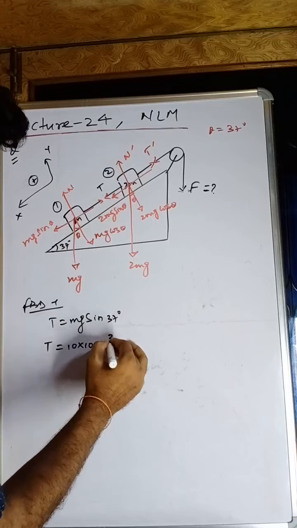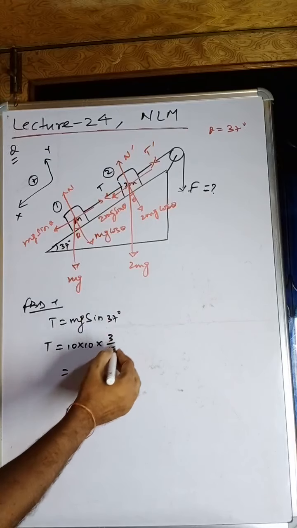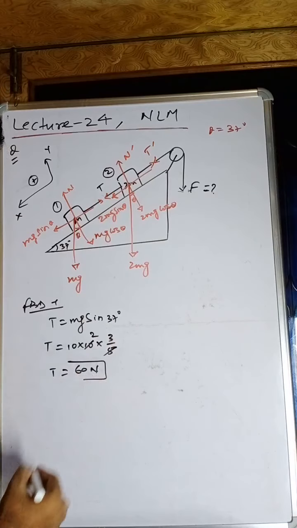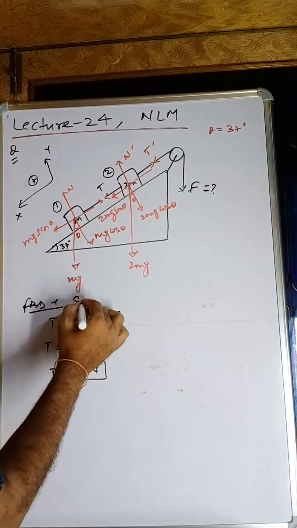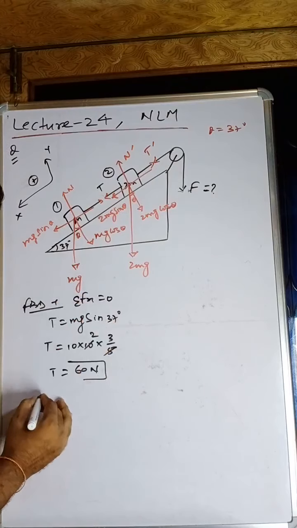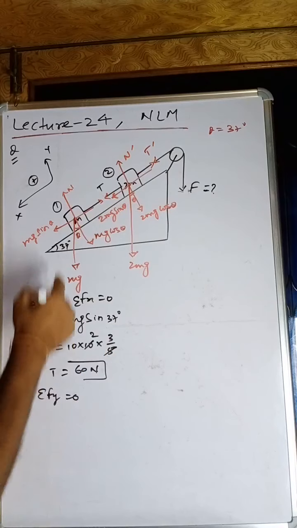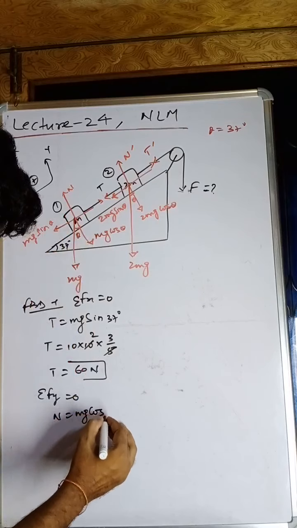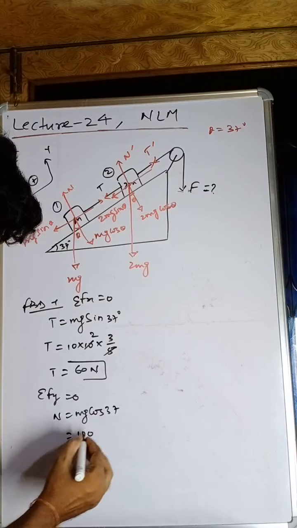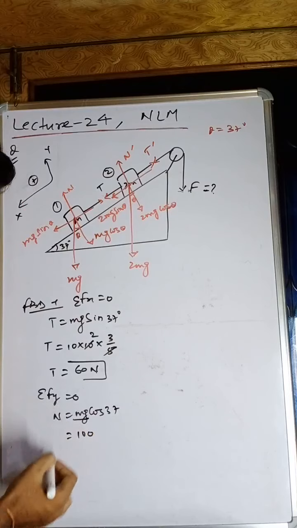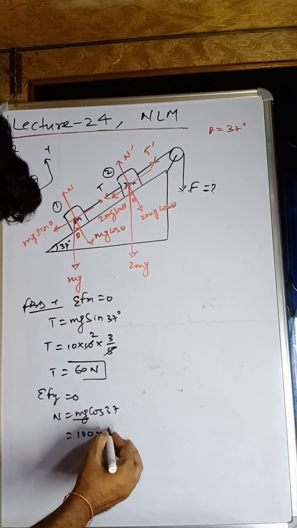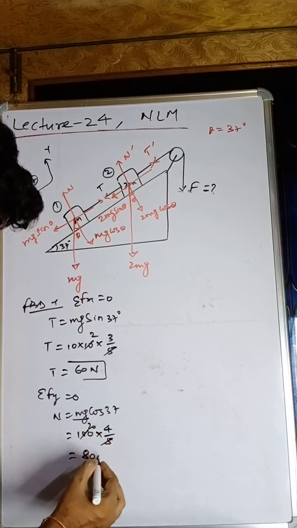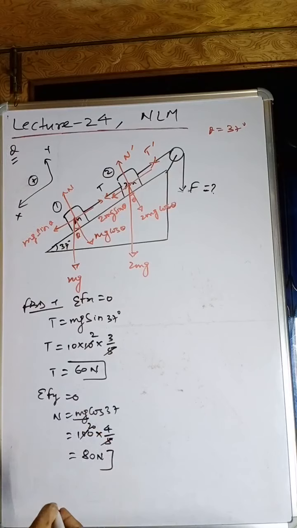We know the value of theta, so we can write T equals m times g, that is 10, so 100, and sin 37 degrees is 3/5. Altogether how much is it? 60 Newton. Keep this value. Now we got sigma F_x equals 0. Now sigma F_y equals 0, my dear students, it will give you N balanced by mg cos theta. N equals mg cos 37, so it is 100, mg is m times 10, and cos 37 is 4/5. So it is 80 Newton. You can keep this normal also.